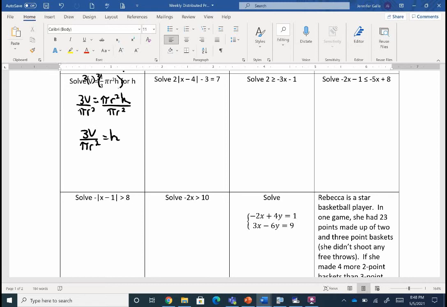Second question, second row. We're solving an absolute value equation. Remember, the absolute value bars are different from parentheses. I cannot distribute the 2. Usual equation solving rules apply. I'm going to undo the subtraction first by using addition.